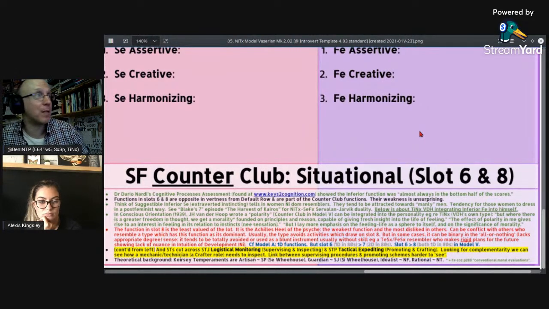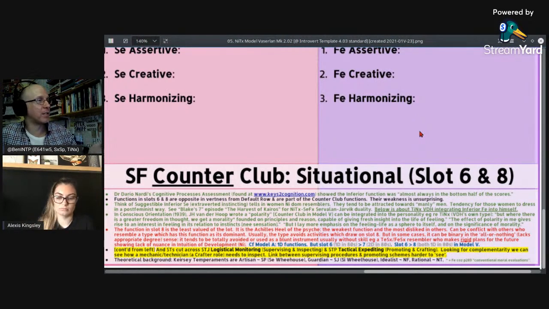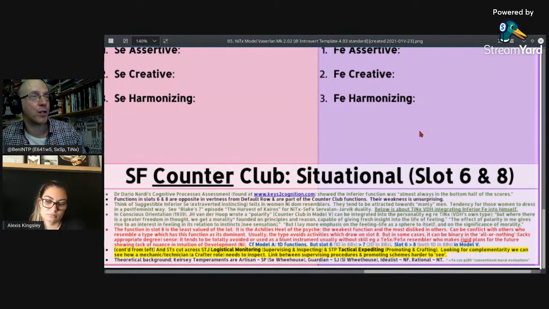The effect of polarity in me gives rise to an interest in feeling in its relation to instincts, sensation, I've interpolated. But I lay more emphasis on the feeling life as a sphere to itself and on the significance of morality. What I wonder is, the woman that translated this, Laura Hutton, I wonder if she was INTP. It would be interesting to know, because it'd be the best person to translate an INTP as another INTP.